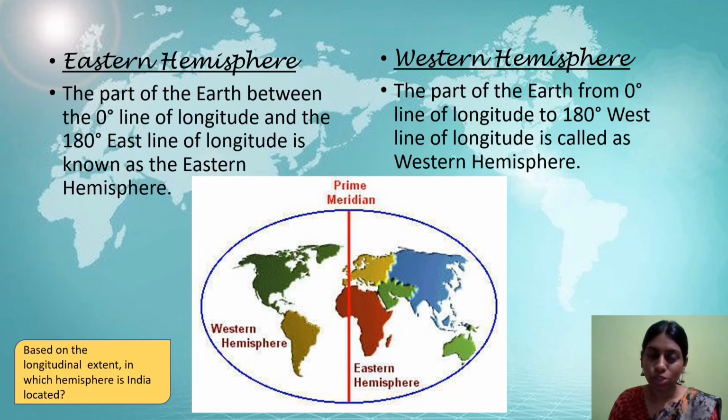Now you should be able to tell where India is located. Is it in the eastern hemisphere or western hemisphere? If you look clearly in the picture, you can see India here in blue color. So India is in the eastern hemisphere in terms of longitude, but in latitude we saw previously India was in the northern hemisphere.